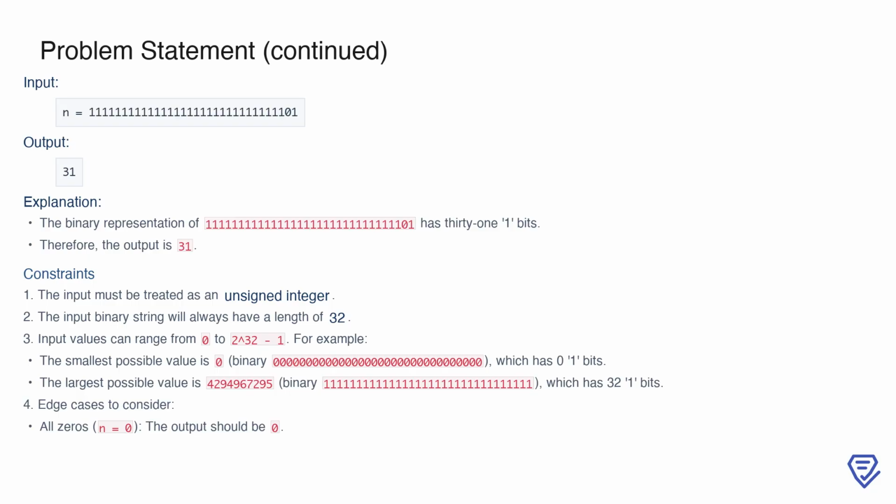For the smallest possible value, 0, there are no 1 bits, so the output is 0. For the largest possible value, 4294967295, all 32 bits are 1, so the output is 32.